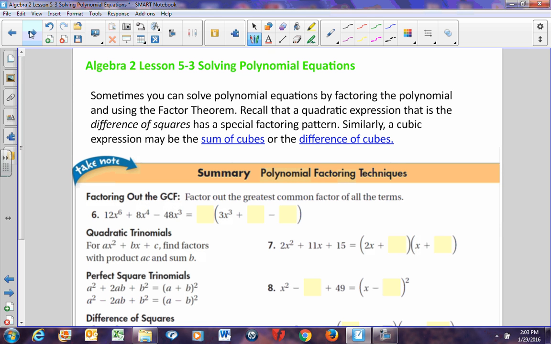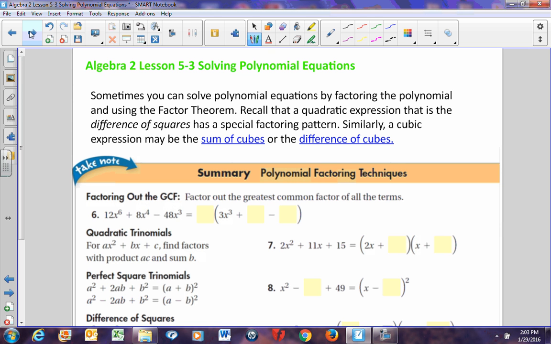Recall that a quadratic expression that is the difference of squares has a special factoring pattern. Similarly, a cubic expression may be the sum of cubes or the difference of cubes. Up until this point, you've never learned how to factor the sum or the difference of cubes, and I will show you how to do that in a few minutes because there's a special formula for that, just like there is for perfect square trinomials and the difference of squares.